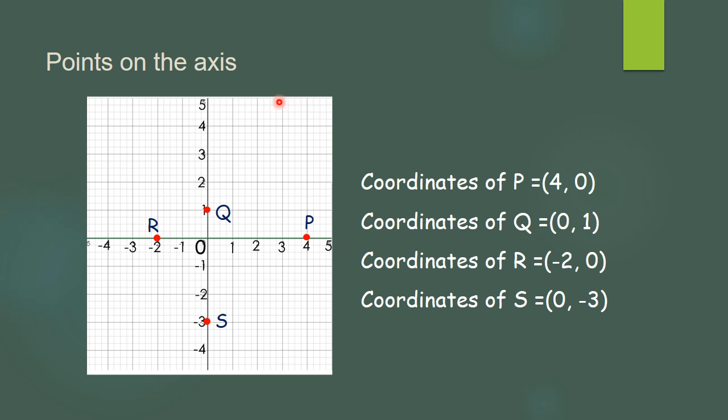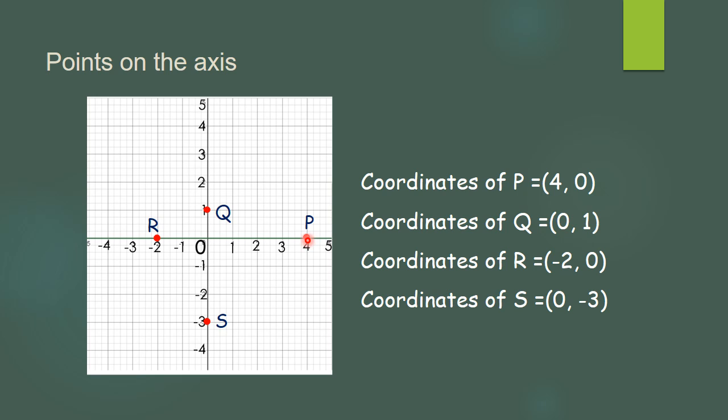Now the next is points on the axis. Here this point is not in any of the quadrants. This point P is on the axis, because whenever we draw these lines, they are the axes. The point P lies on the x axis.